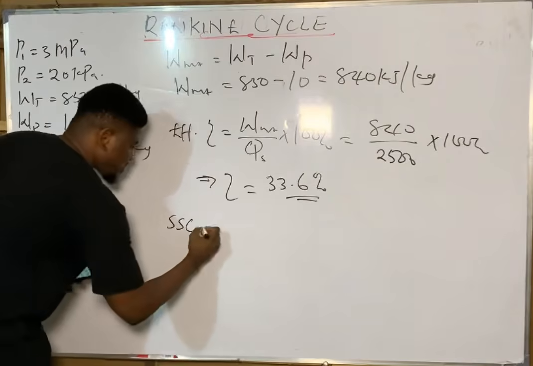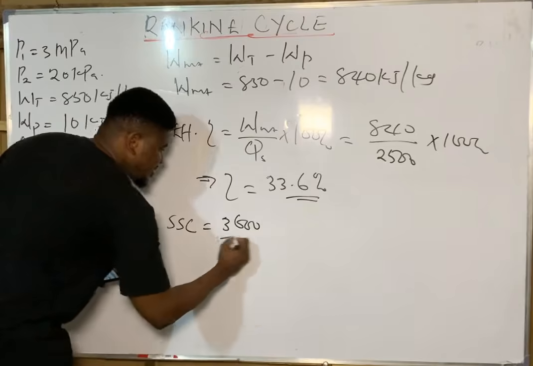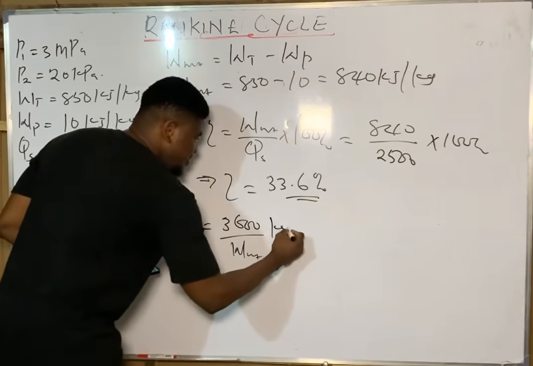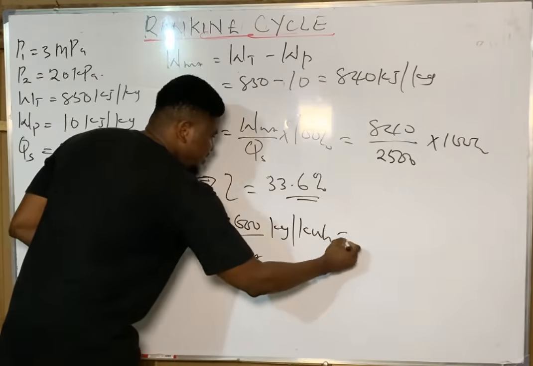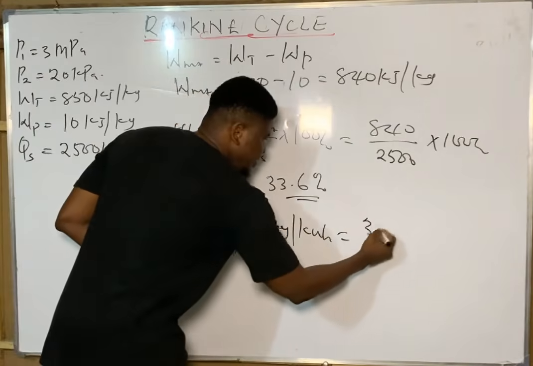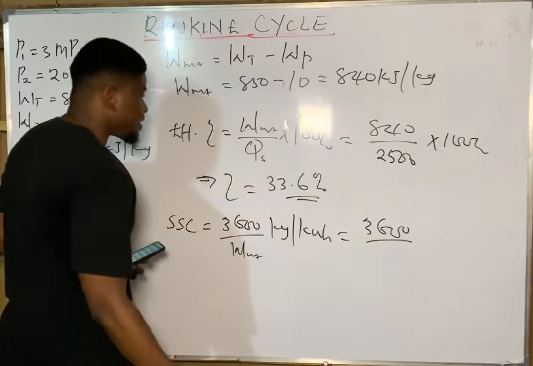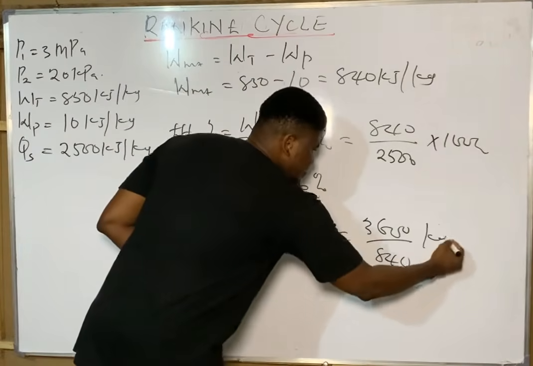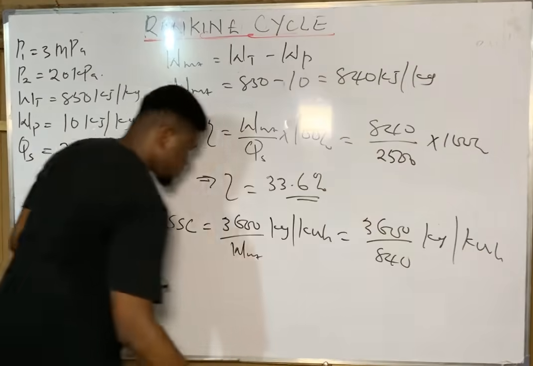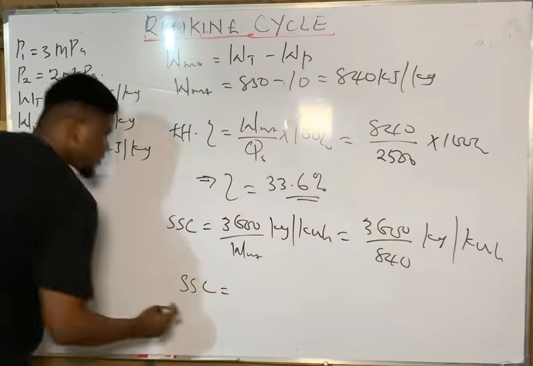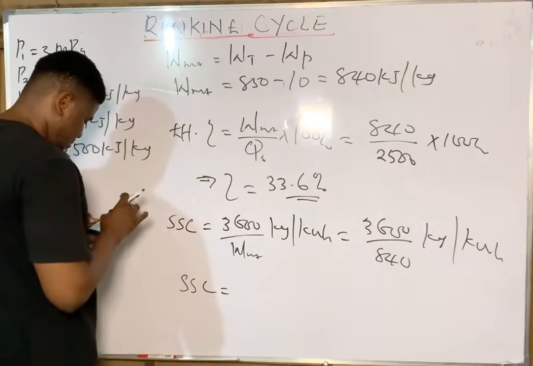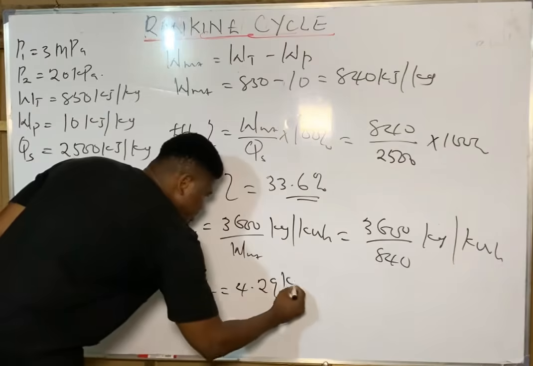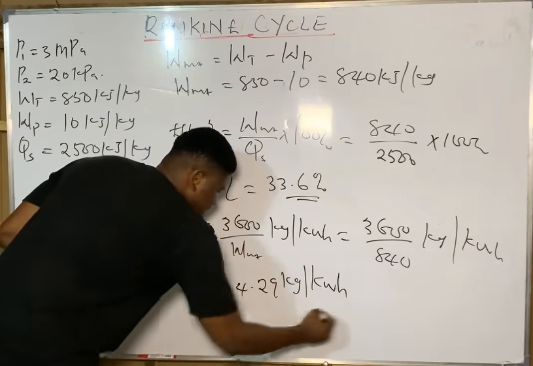Final question says specific steam consumption. SSC, specific steam consumption, equals 3600 divided by network, and the unit is in kilograms per kilowatt hour. So this is 3600 divided by network, which gave us 840. So our specific steam consumption is equal to approximately 4.29 kilograms per kilowatt hour.